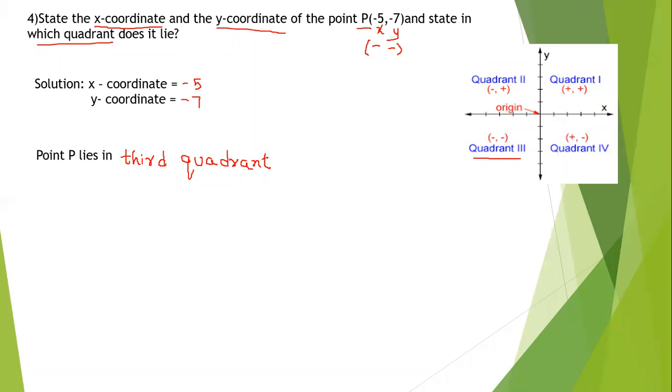Now let us move to the next sum, sum number 5. State which of the given points lie on the x-axis. A, (-2, 0). B, (3, 4). P, (5, 0). J, (0, -8). And R, (0, -5).